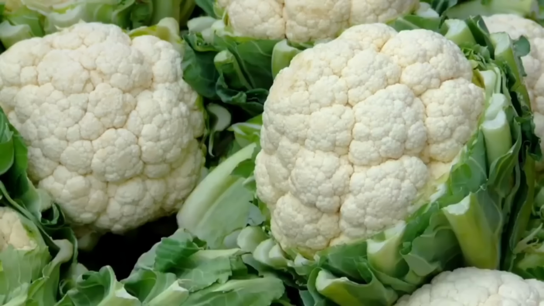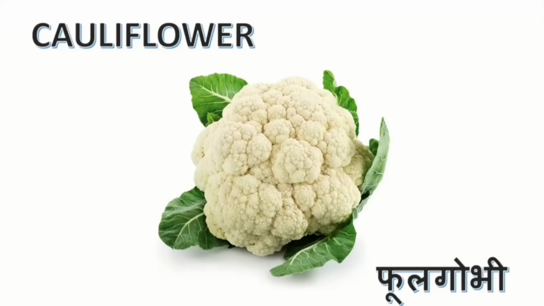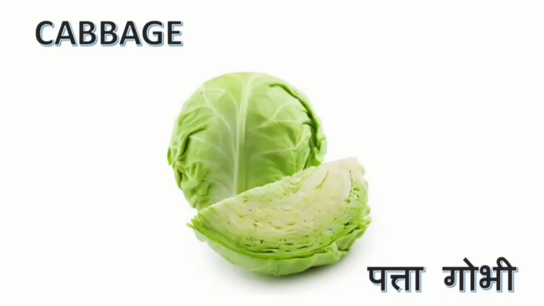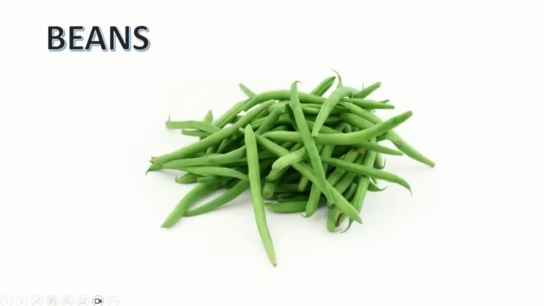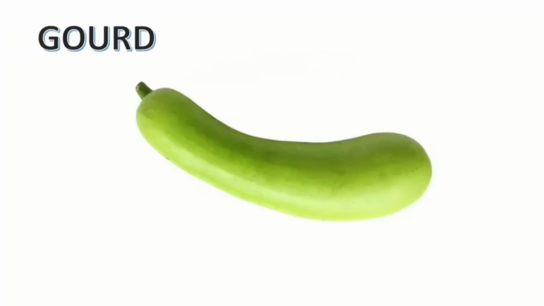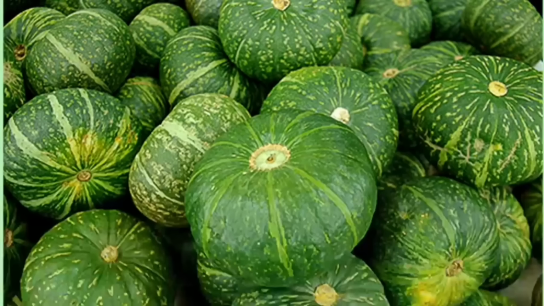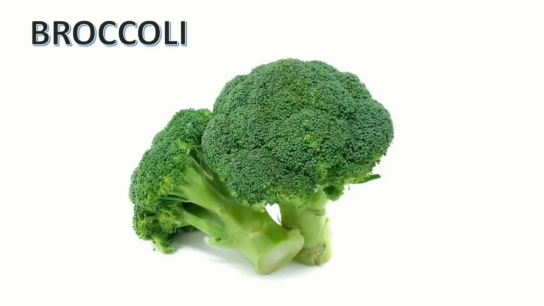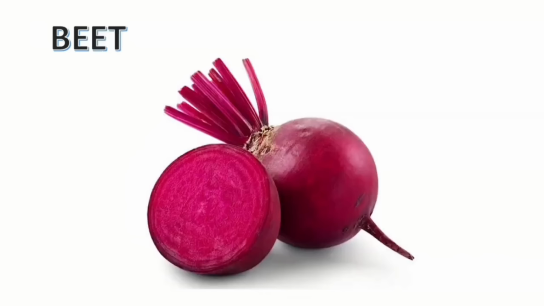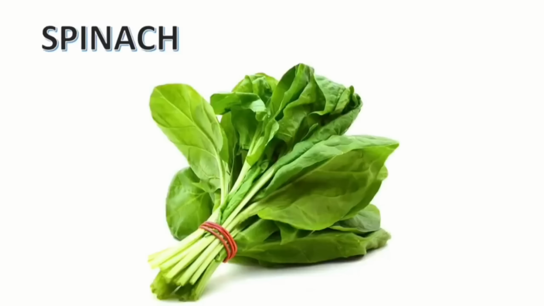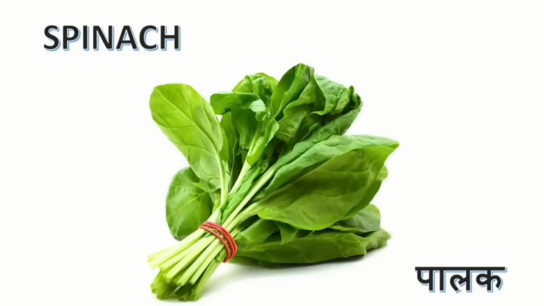Cauliflower means phool gobi. Cabbage means patta gobi. Beans means phali. Gourd means lauki. Pumpkin means kaddu. Broccoli. Beet means chukandar. Spinach means palak.